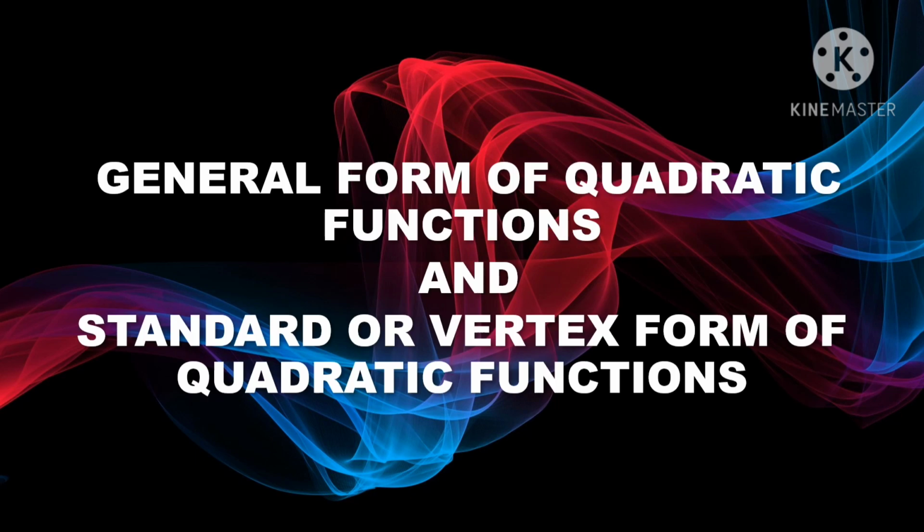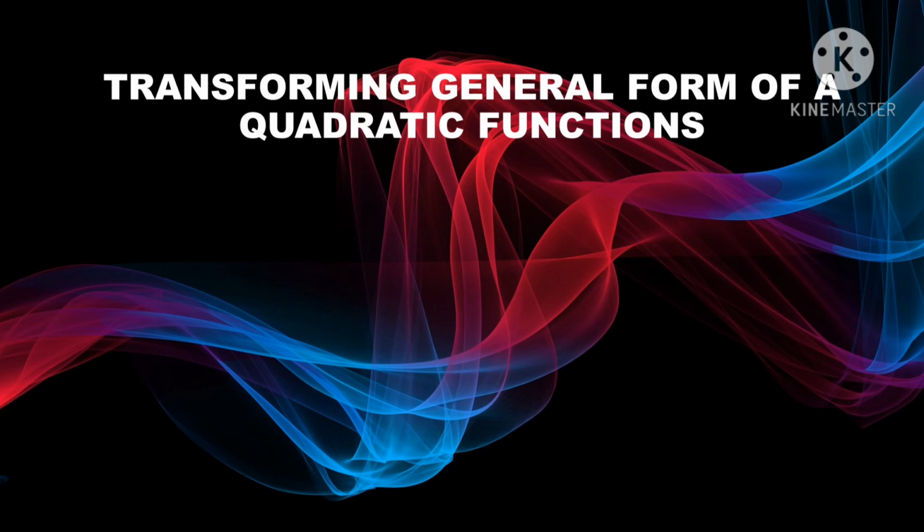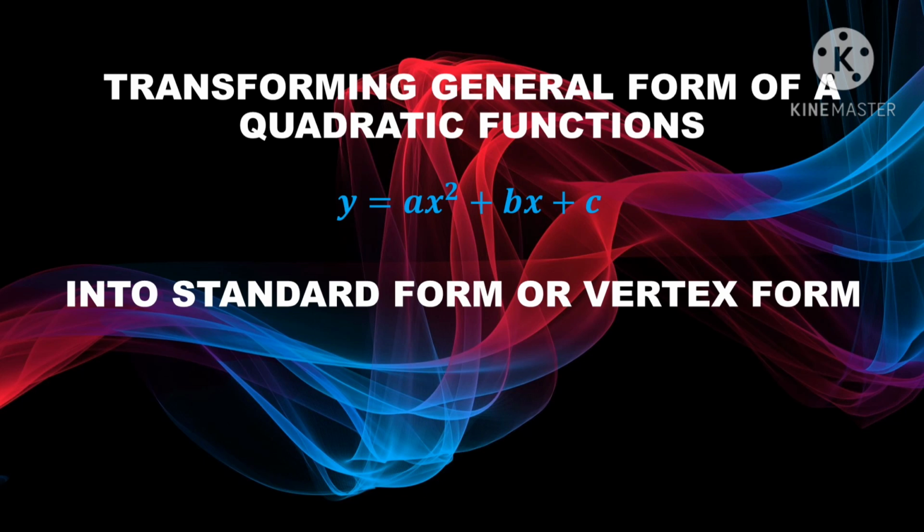Good day everyone, welcome to this video lesson. Today we are going to discuss the general form of quadratic function and the standard or vertex form of quadratic function. We are focusing on how to transform the general form of quadratic function, y equals ax squared plus bx plus c, into standard or vertex form, which is y equals a times the square of x minus h plus k.